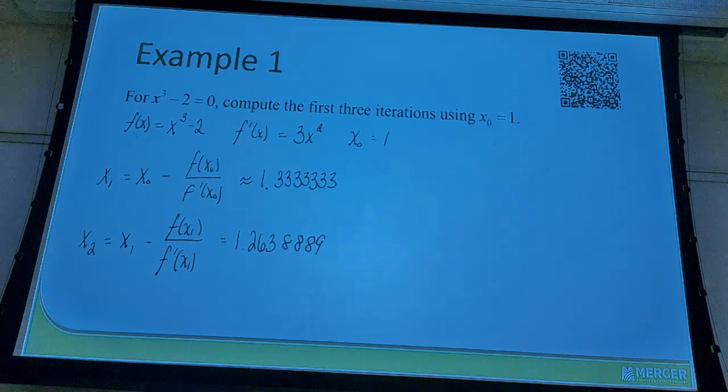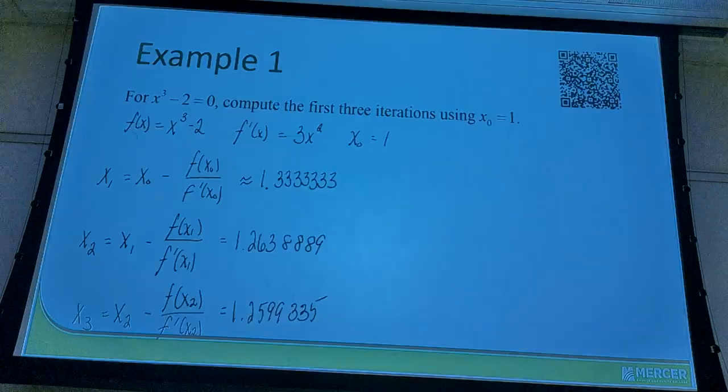Two, and finally x. Two, 5. Yep. 3, 3, 5. There's the first 3 iterations from this method.